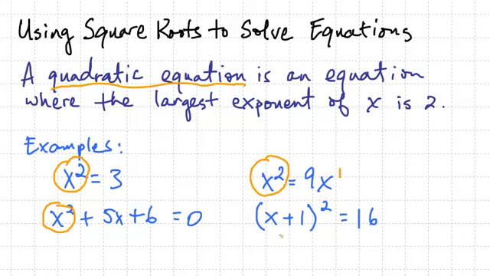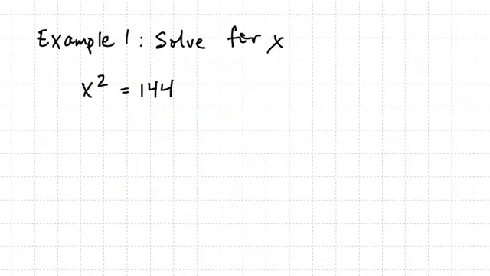X plus 1 in parentheses squared equals 16 is a quadratic equation. Now, some of you who are observant might say, well, the largest exponent I see on x is 1. But if we actually expand x plus 1 squared, we'll see that this is really x squared plus 2x plus 1 equals 16. And there we have the x squared term that makes this equation a quadratic equation. Okay, so let's see some examples of how we're going to use square roots to solve quadratic equations.